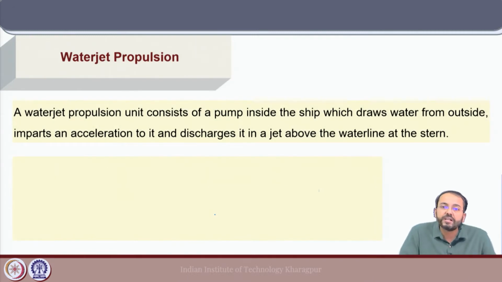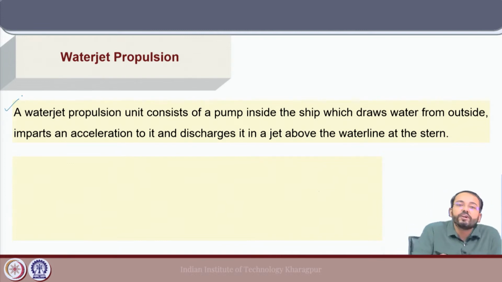The waterjet propulsion system is one of the earliest forms of mechanical propulsion systems installed in ships. It has been used as early as in the 17th century to propel ships using different types of pumps installed at the stern of ships, and they used to provide the thrust to propel the ship forward.